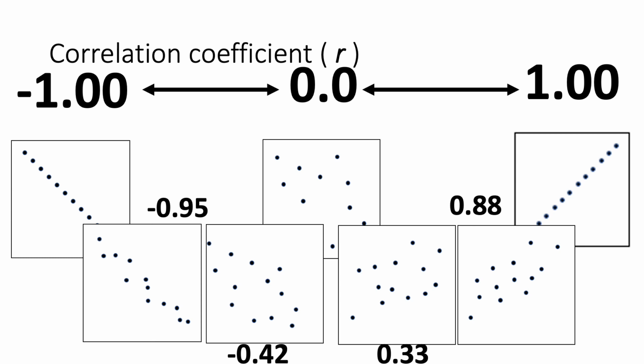Now, looking at all of these scatter plots, the strongest relationship is actually negative 0.95. The next strongest relationship is the one on the right, that's 0.88. And the smallest relationship is positive 0.33.